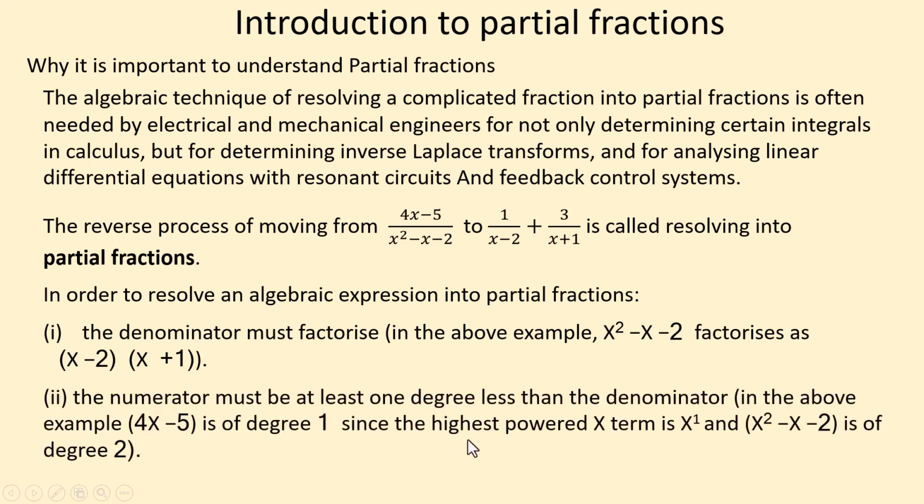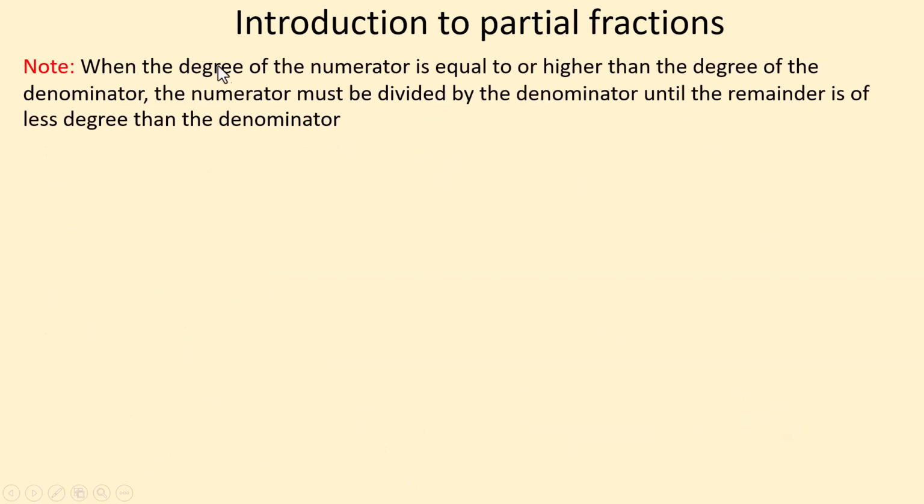Also, the numerator must be at least 1 degree less than the denominator. In the above example, 4x minus 5 is of degree 1, since the highest powered x term is x to the 1, and x squared minus x minus 2 is of degree 2. We have these two conditions. Note, when the degree of the numerator is equal to or higher than the degree of the denominator, the numerator must be divided by the denominator until the remainder is of less degree than the denominator. Also, I put the link of the tutorial on how to divide a trinomial or polynomial using long division in the description of the video.